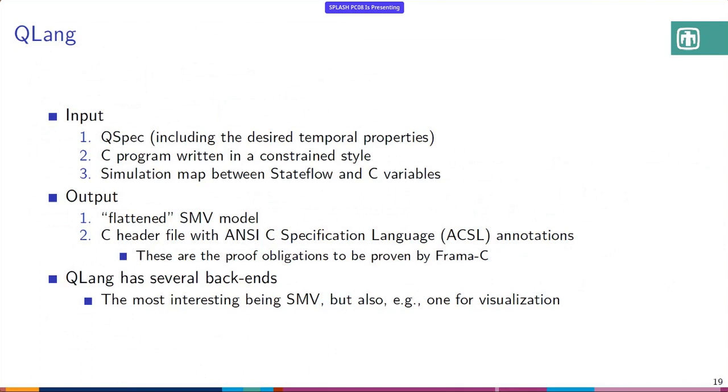I'll describe what that means. And it outputs a C header file with annotations, which is to say all of these LTL properties of our model are now mapped onto the C implementation. So these are requirements that if they uphold in the C, then the C implementation refines the state machine model. QLang also has several backends. We'll focus on SMV.